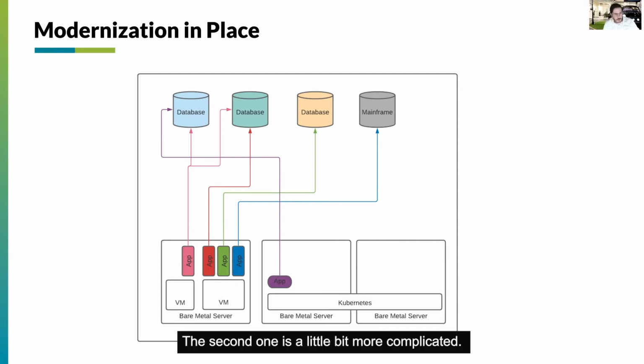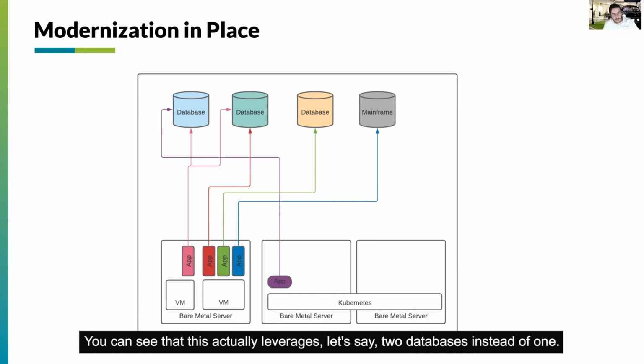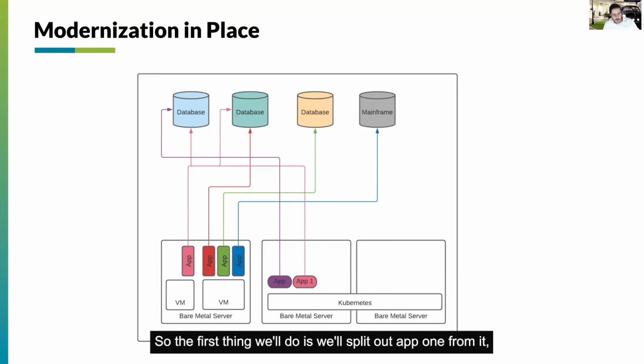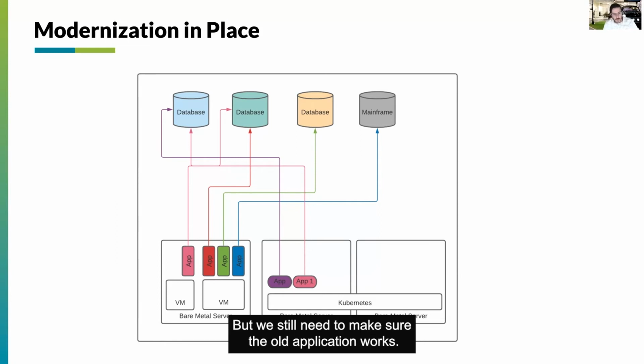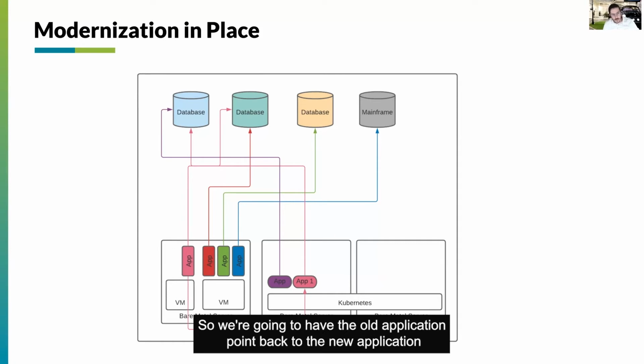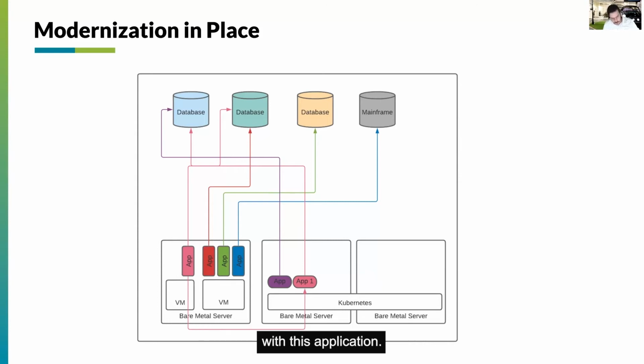The second one's a little bit more complicated. You can see that this actually leverages, let's say, 2 databases instead of 1. So it's a little harder to break apart. So the first thing we'll do is split out app 1 from it, and we'll run the existing application here. But we still need to make sure the old application works. So we're going to have the old application point back to the new application so that it's still seamless for the people that are still interacting with this application.